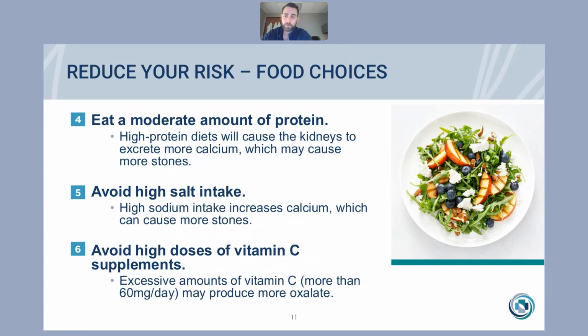Same thing with protein. Moderation is key. As we talked about before, there's risks with excessive protein intake. It gets broken down to purines, which can increase your risk of stones. High salt intake: calcium follows sodium into the urine, and so with higher salt intake, you tend to see more calcium in the urine. And again, as we mentioned before, vitamin C in excess can increase your risk of stone formation because it's converted to oxalate.